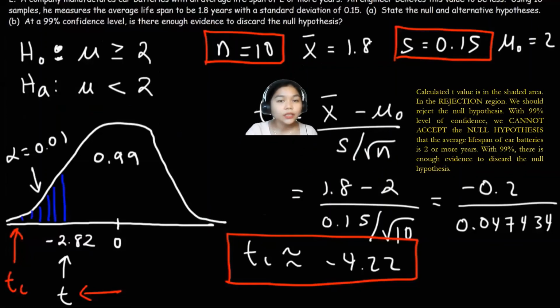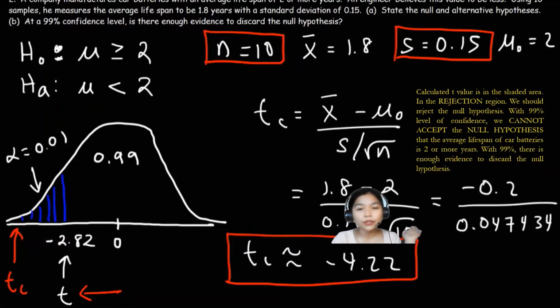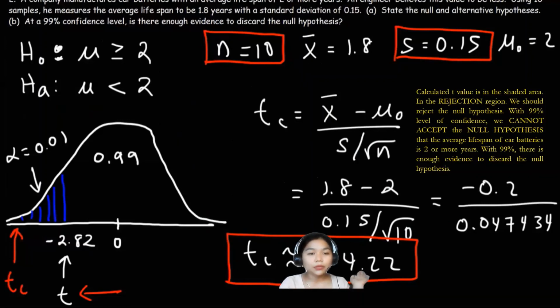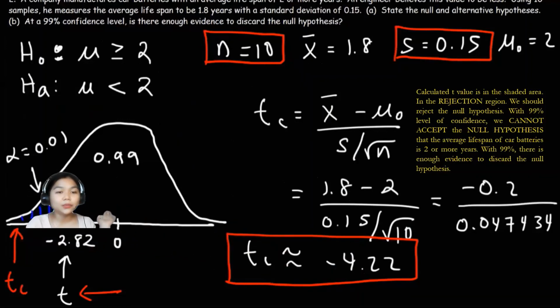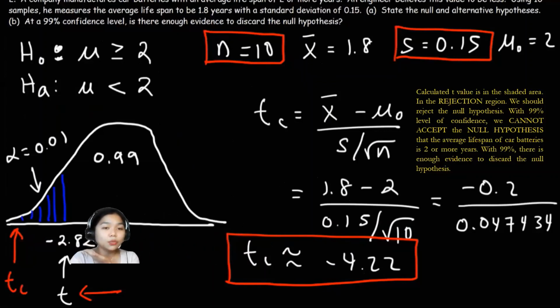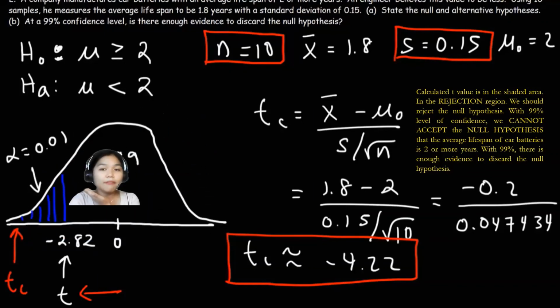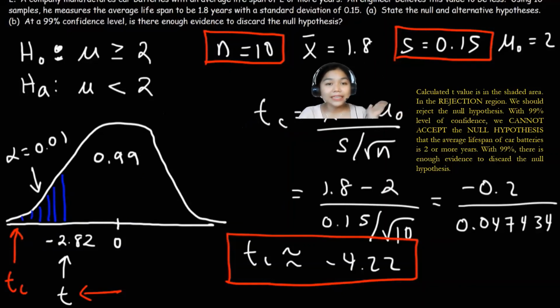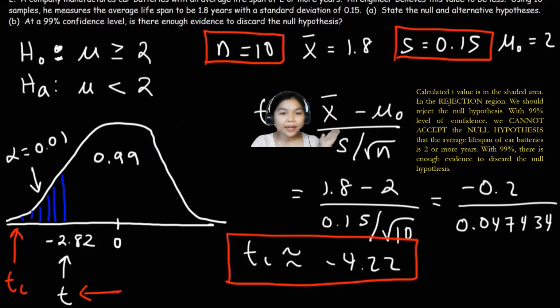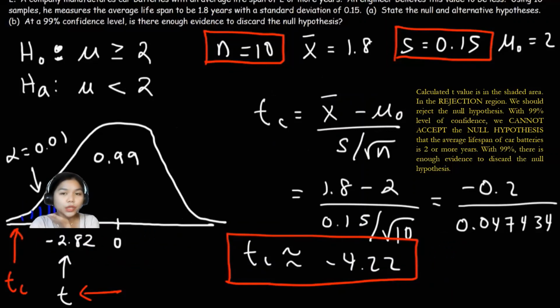Now, here's the solution. We just need to substitute the values. So 1.8 minus 2 divided by 0.15 over square root of 10. The answer is negative 4.22. So let's find where the 4.22 is in our values. Remember, it's negative 2.82. This is the rejection zone. This is the acceptance level. So the calculated t value is in the shaded area, because negative 4.22 is outside. It is in the rejection zone or area.